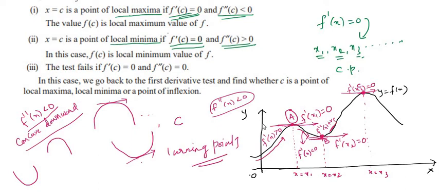Here again, f dash of x is 0. But what about f double dash of x? Definitely here f double dash of x will be less than 0. Since f double dash of x is less than 0, it is concave downward. Concave downward means the point x is equal to x3 is nothing but a point of maximum. That's all. Therefore, this is the condition.